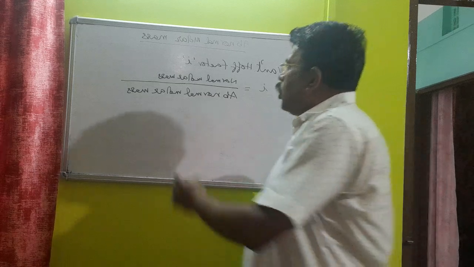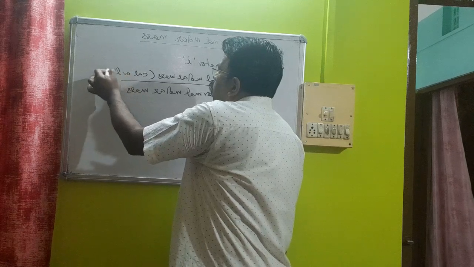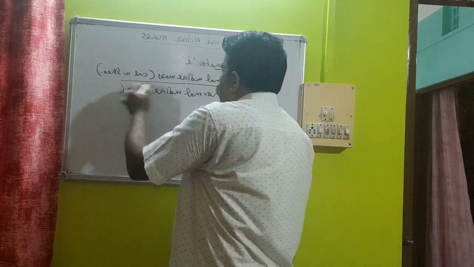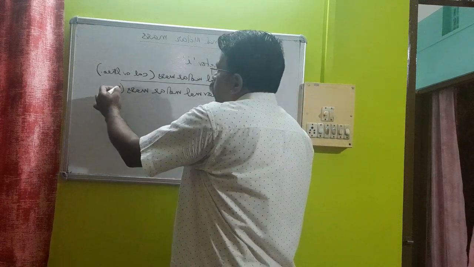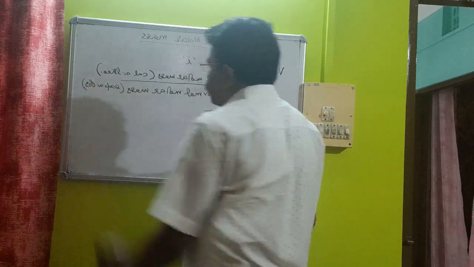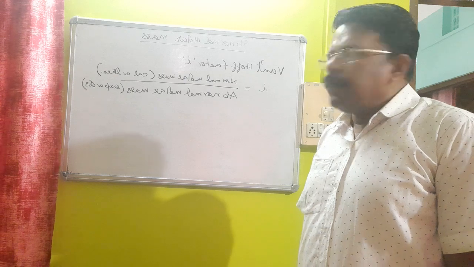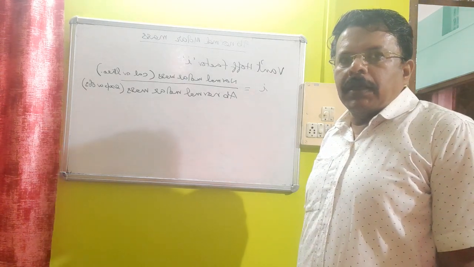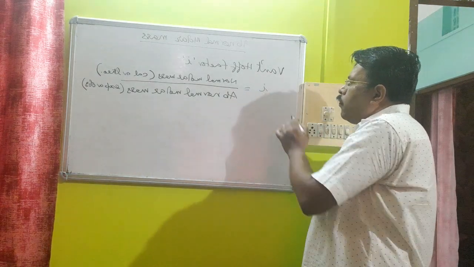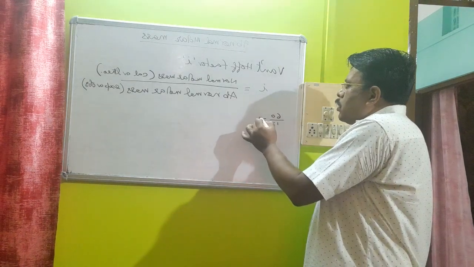Normal molar mass we can call as calculated or theoretical, and abnormal molar mass we can call as experimental or observed. So if I ask you, what is the value of Van 't Hoff factor i for acetic acid in benzene? For acetic acid in benzene, the value of Van 't Hoff factor i is 60 by 120, that is 0.5.